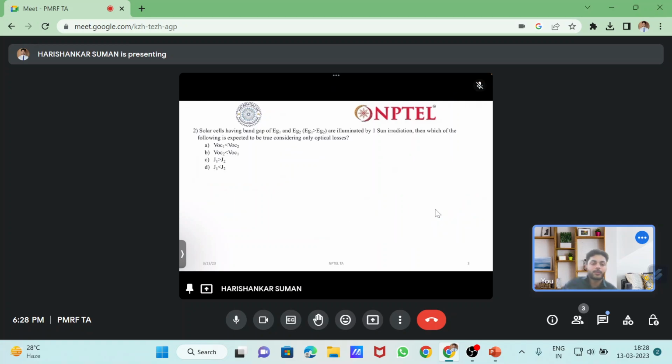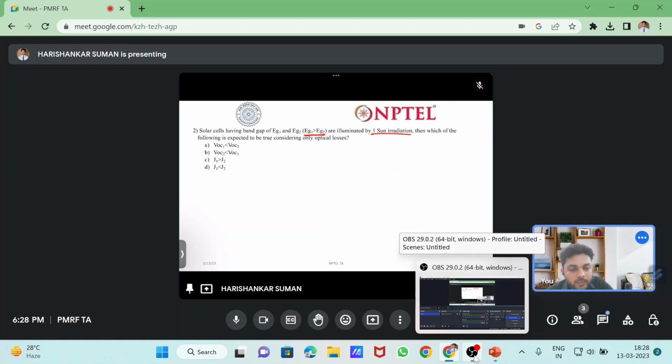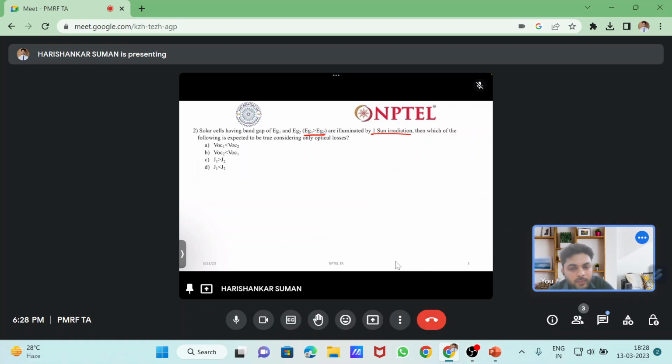Second question is: a solar cell having band gap of Eg1 and Eg2, where Eg1 is greater than Eg2, is illuminated by one sun radiation. Then which of the following is expected to be true? Consider only optical losses. Here is only optical loss, nothing else. Please tell me which could be the answer in the following options.